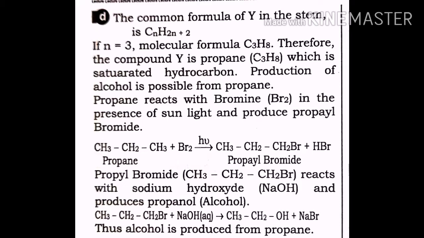If it is in alcoholic form, it doesn't react to form alcohol. If it is alcoholic sodium hydroxide, it will produce an alkene compound. We have to learn that it should be aqueous and it will produce alcohol. Thus, alcohol is produced from propane by this reaction. Okay, then we discuss another stem.